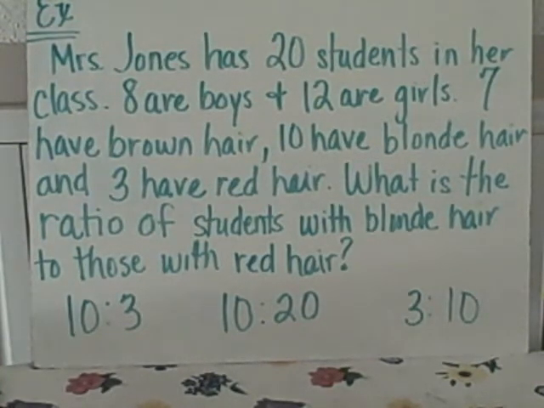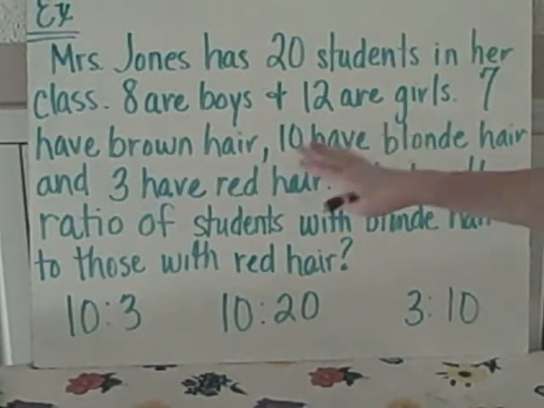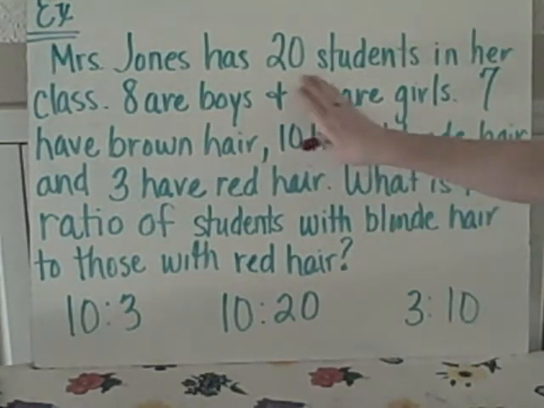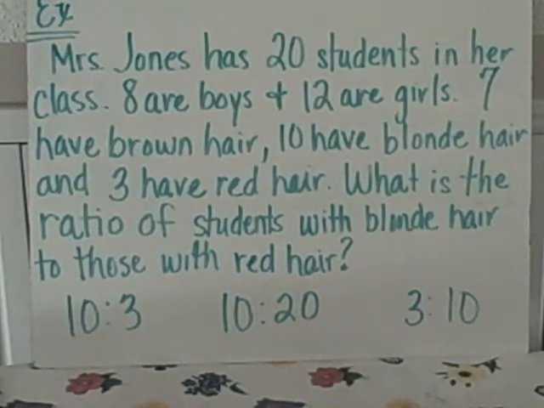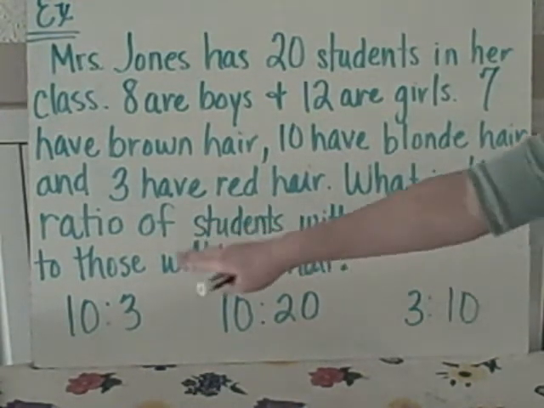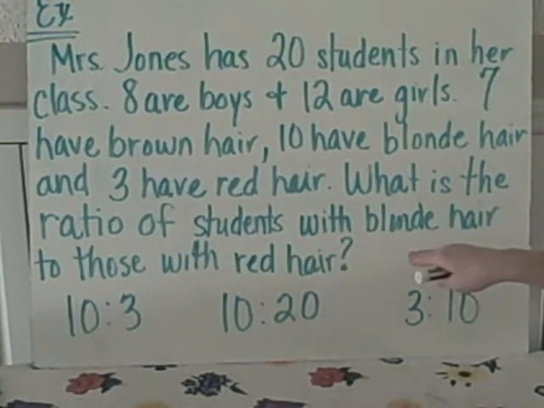So let's think about what we are comparing. We're comparing two parts, so a part to a part. So I would not need the number 20 in my ratio, but I need to make sure that I write them down in the order they're asked for in the question. Students with blonde hair to those with red hair. The blonde hair has to come first.